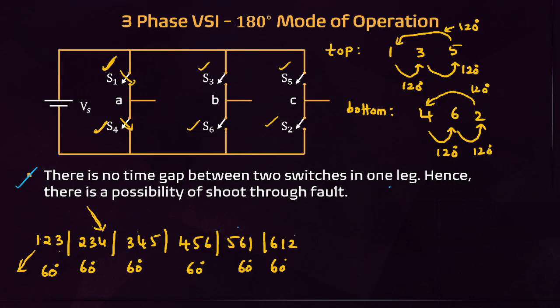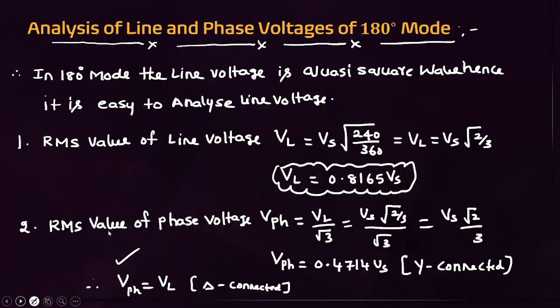And in 180-degree mode, there is a possibility of shoot-through fault. Shoot-through fault means a short circuit through the source.